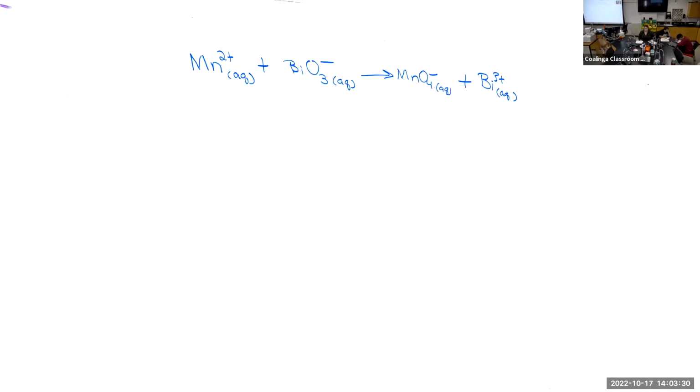That's our chemical reaction that we're trying to balance. So the first step is to do what? Separate the two reactions. We have a reduction reaction and an oxidation reaction. So we have Mn plus U, and that's going to make MnO4 minus.